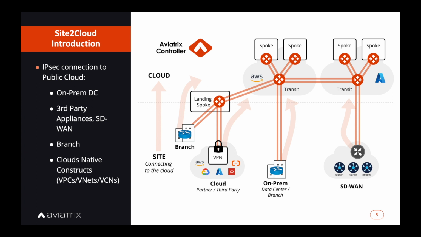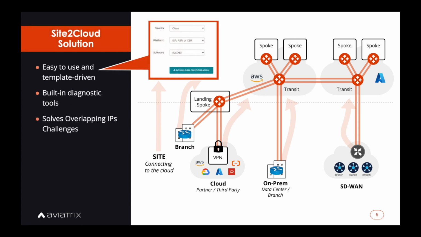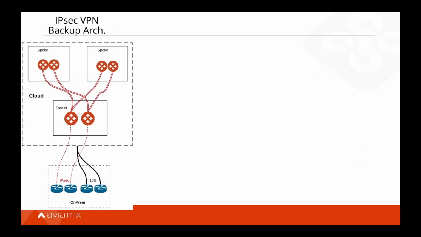As with all other features on the platform, the Aviatrix controller will automatically configure the tunnels between the gateways and the other end. Based on the requirements and use case, you can select either IPsec or GRE as the tunnel link protocol. Site-to-Cloud is easy to use and template-driven. You can download the config that is applicable for the vendor used at the remote end. And you can use the instrumentation in the platform, such as diagnostics tools and visibility, to overcome challenges such as overlapping IPs.